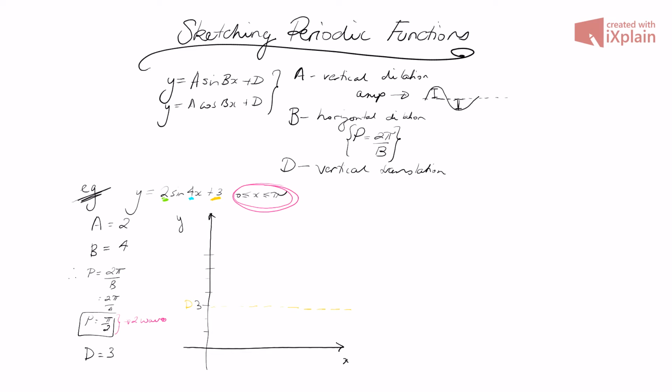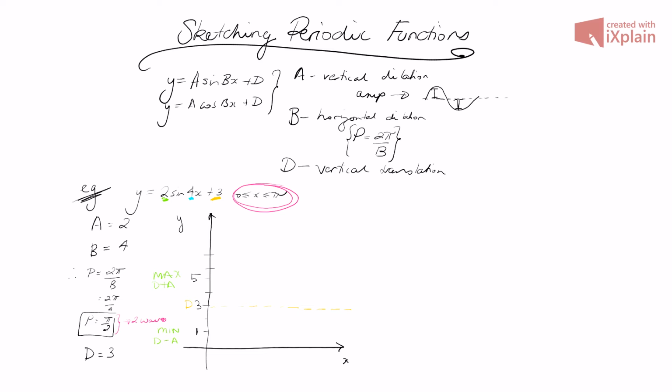Now, we have to find the max and min for the function. The max and min, we're going to use the a value, or the amplitude, because I know the height of my function is going to be 2 units high. So the a value can give me my max. My max is here at 2 units because it's d plus a, at 5. And then my min value is at d minus a, which is 1.